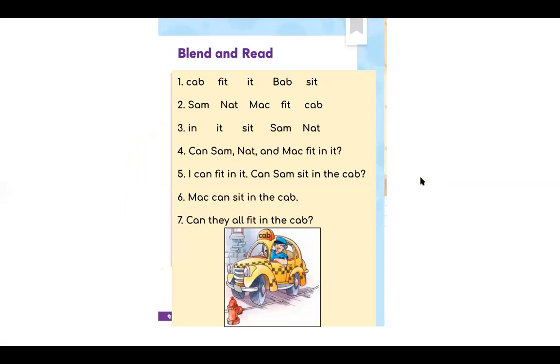Read each line carefully. Practice tapping out each word that you do not know and blending the letters together. I will model with the first word. Cab. Some of you may also use the strategy of recognizing a word family. And you may sound out the word like this. Cab. Choose the way that works best for you.